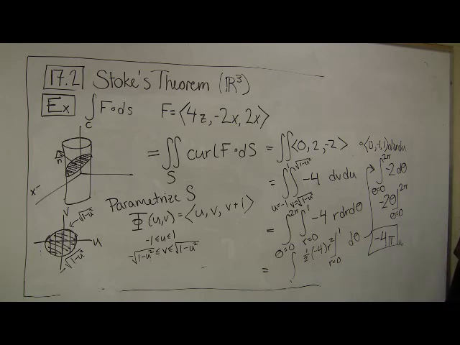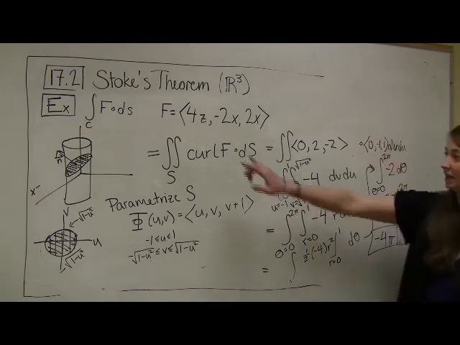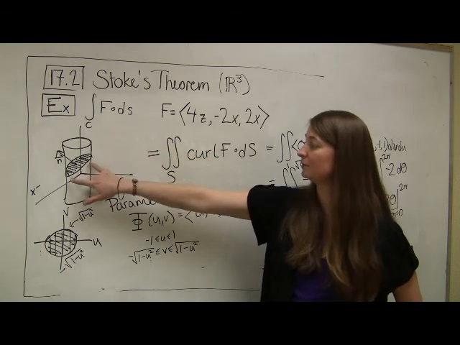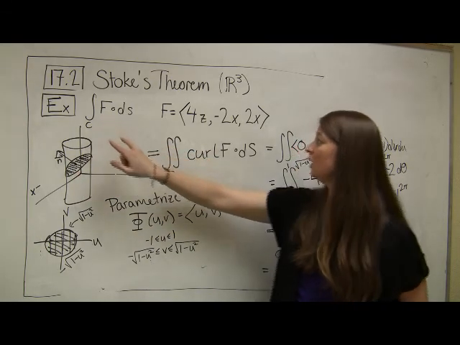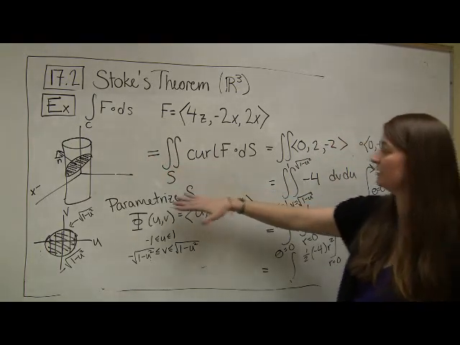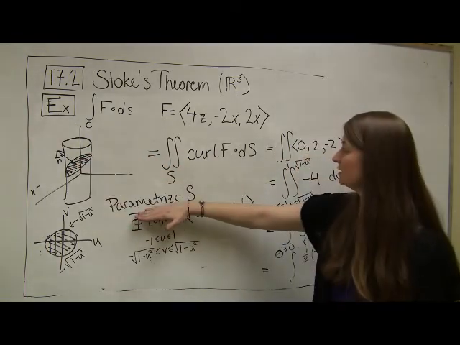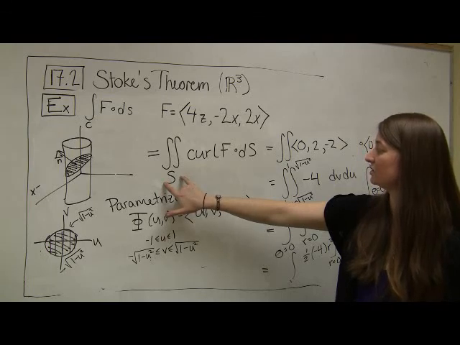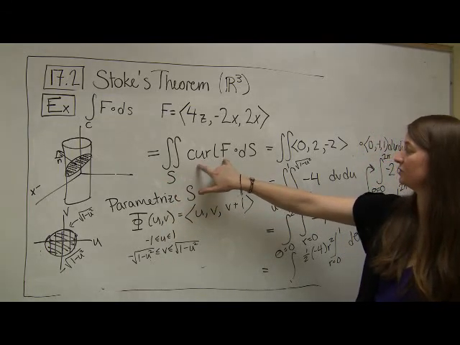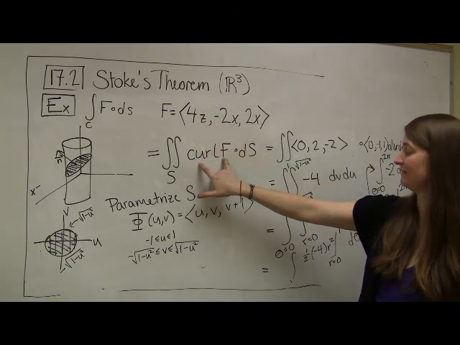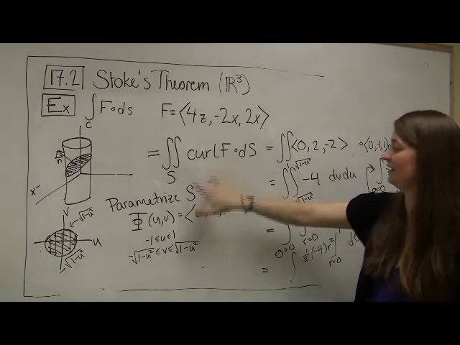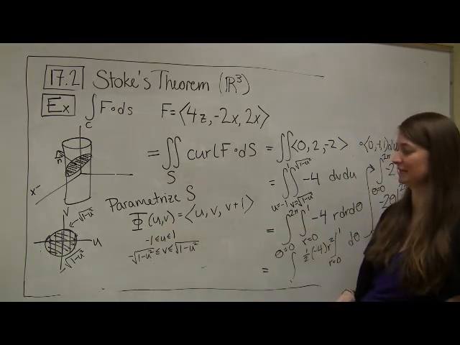So I realize that this was a lengthy example, but it does a good job illustrating Stokes' theorem. Either we could have taken the line integral directly by parameterizing the boundary of the surface and then computing that integral, or we could parameterize our surface S and take a double integral over that surface S, where our input function, instead of being f, the original function, is the curl of f, evaluated at our parameterization phi.